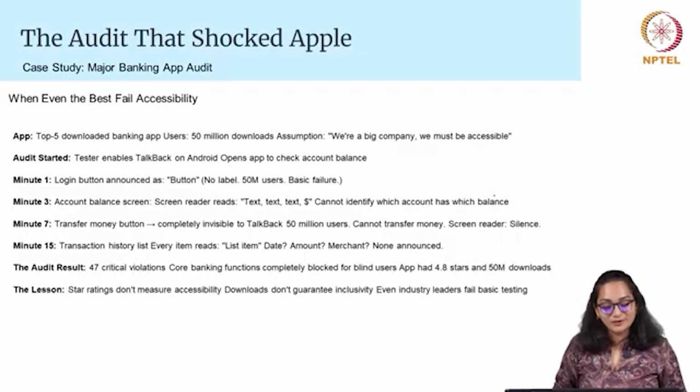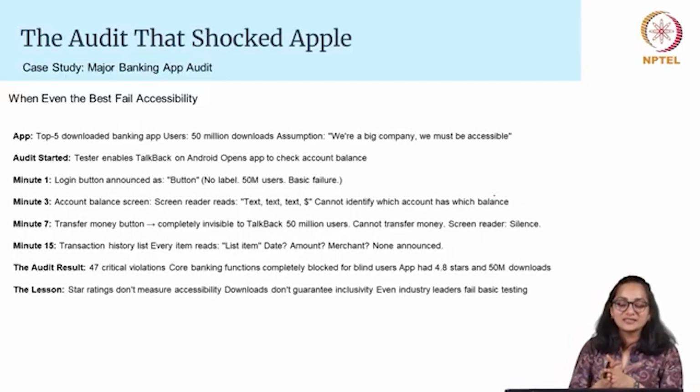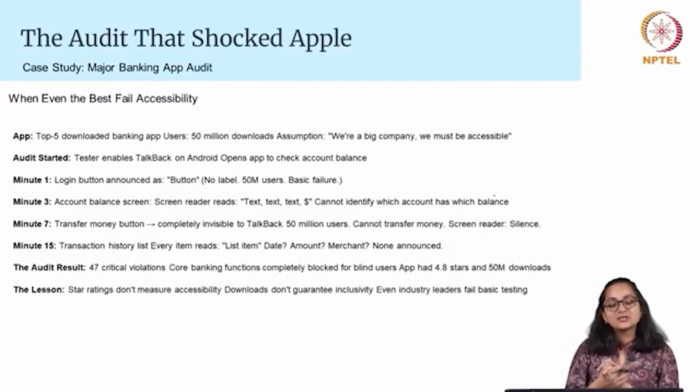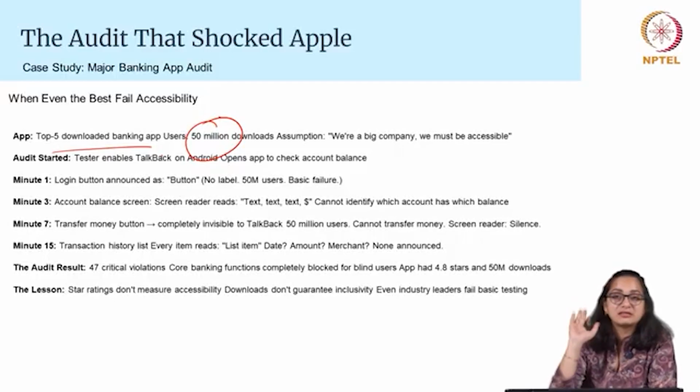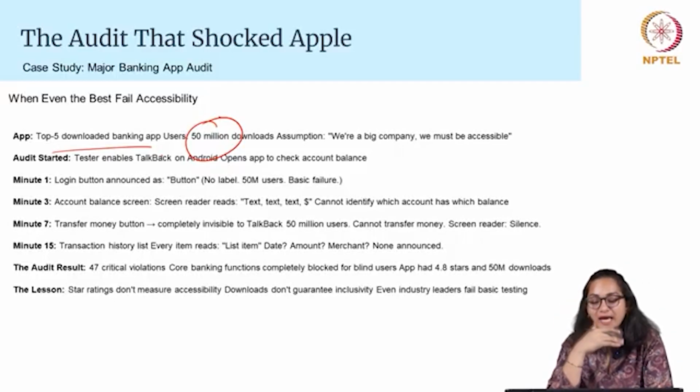I would also like to discuss one very interesting case study, which shocked Apple. This was a major banking app audit. It's a big corporation, we're not trying to name it, and the audit was being done. The app is amongst the top 5 downloaded banking apps, about 50 million downloads. The assumption is that yes, we are a big company, we must be accessible.